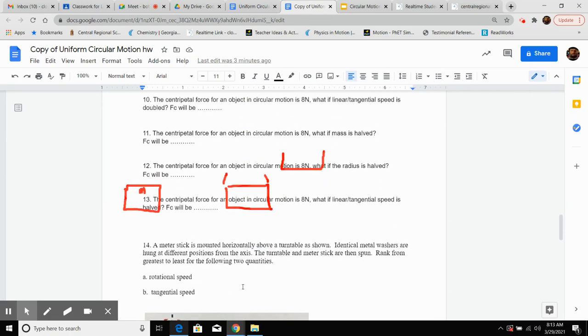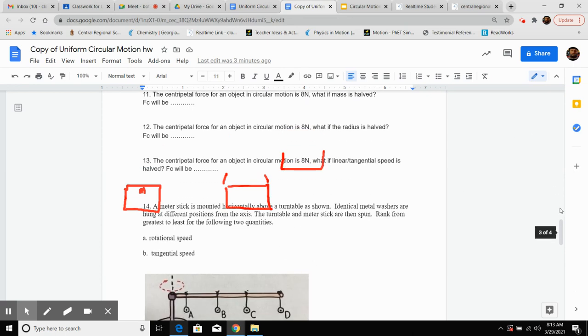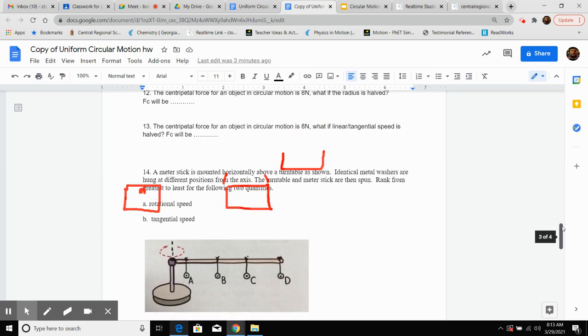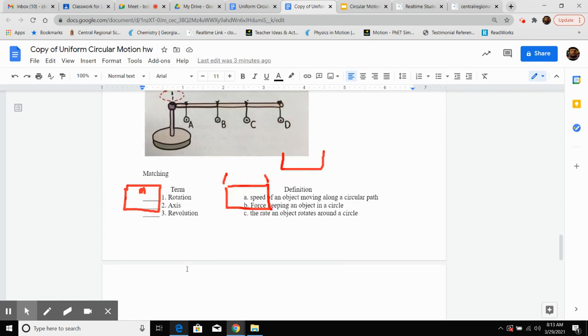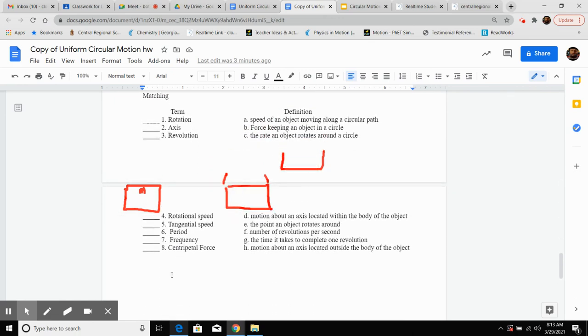And this little last piece here is basically like horses on a rail. Inside, middle, outside. Rotational speed: they should all make the same number of rotations, so they would have the same rotational speed. But as far as tangential speed, who needs to cover the greatest distance in order to keep up with everyone? And then you rank them. And then there are some matching questions here.